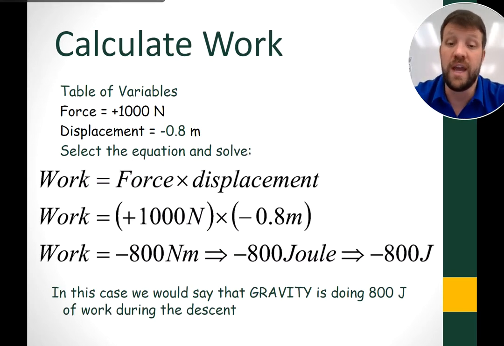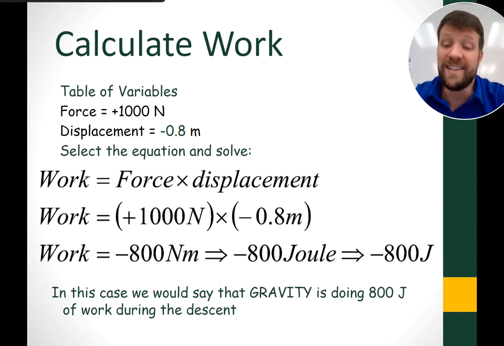In this case, we have 1,000 times that negative 0.8, and we get negative 800 joules of work. And there's a couple ways that we can think about this. To say that a person is doing negative 800 joules of work is probably not a fully true statement, in that they are not losing anything from them as this work is being done.